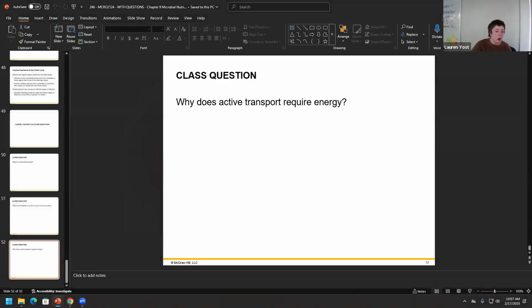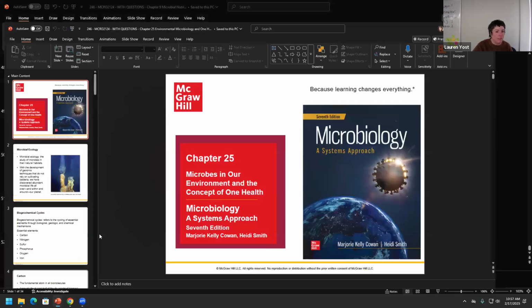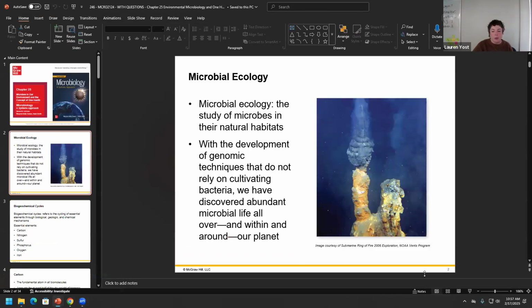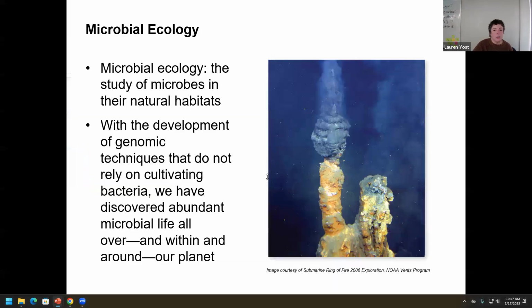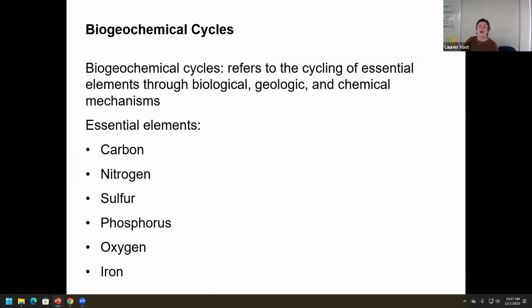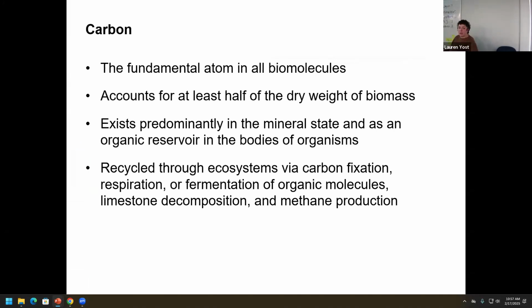All right, so we're moving on to our last one, which is chapter 25, microbial ecology and environmental microbes. All right, so this is basically discussing microbes in their natural habitat. First, this one's going to be a short one. I'll keep them short and sweet. All right. Dealing with our elements and how those elements that we introduced in chapter 9 are going to be cycled in our environment. Let's talk about carbon first.